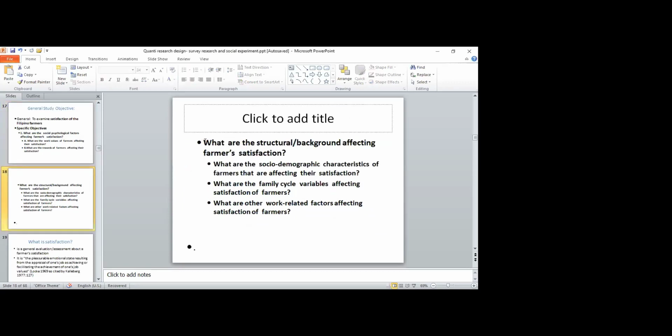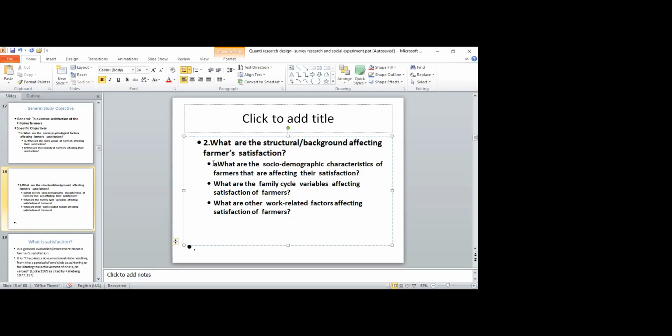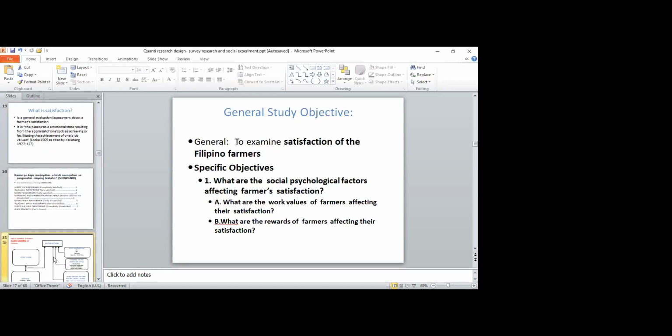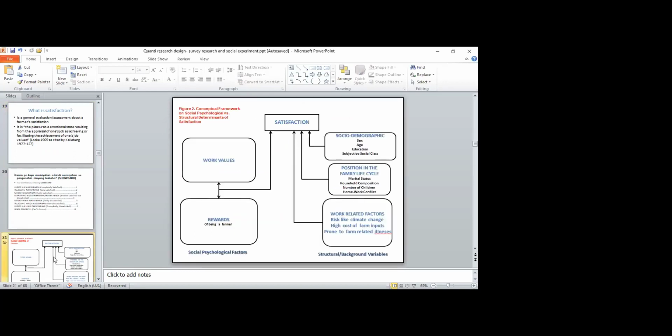This is your second specific research question. Second, under that, you have A, B, and C. But what we wanted to find in general? Examine the general satisfaction. Under that, you have two specific questions, and each of the specific questions, you have that. Where did we get that? From our framework. Did you get it?